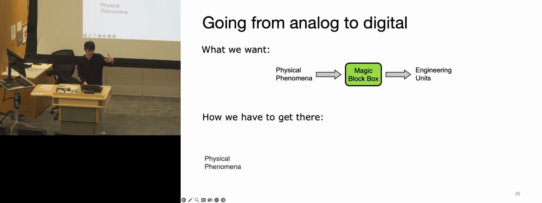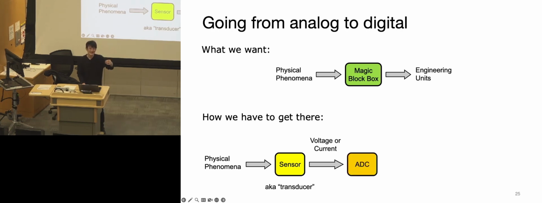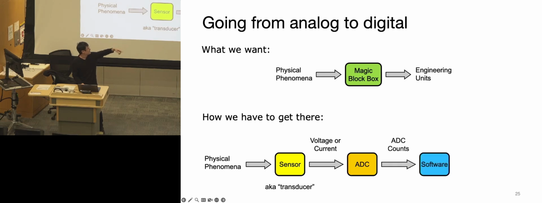So how we do that is we still have these physical phenomena and we have sensors, which we can also call transducers, essentially a device that converts one form of energy into another. In electronics, it's usually converting whatever the signal is into either voltage or current, usually voltage. And that goes into the ADC chip here, and then gets sampled in as a digital value, which goes to the software, and then the software decides to do whatever and then does something.